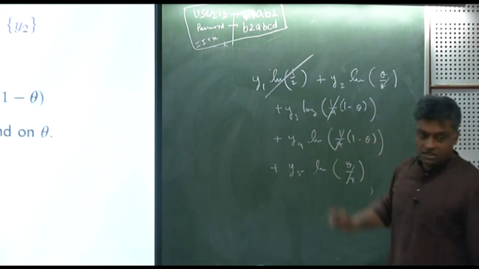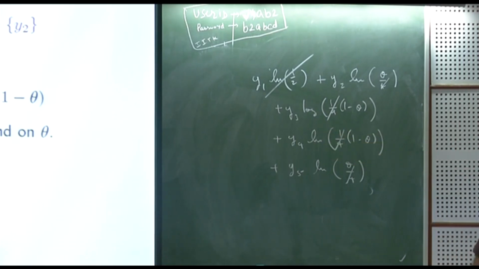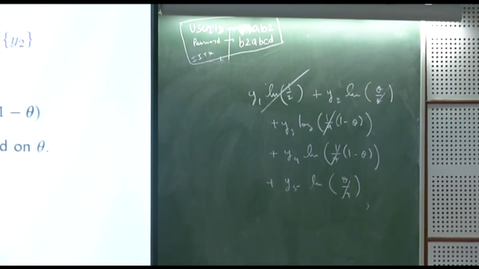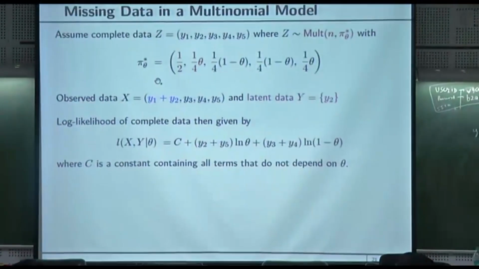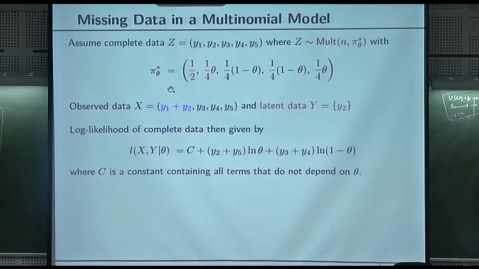y1 went away because it didn't have a number that depended on theta. So you end up getting that expression. Now what is the estimate of theta from there? Just as an exercise, what is the optimum value of theta that comes out from here? If I knew everything, what is the optimum value of theta?